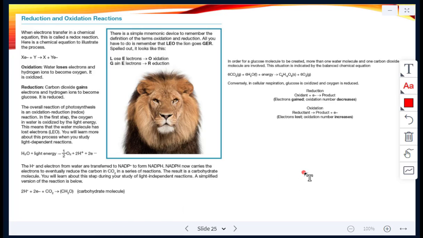So in order for a glucose molecule to be created, more than one water molecule and more than one carbon dioxide molecule are involved, which is why when we see the balanced chemical equation, it's 6 carbon dioxide plus 6 water to form the glucose and 6 oxygens. All right, and then when we have cellular respiration, glucose is oxidized and oxygen gets reduced. So we see the opposite. Here, for oxygen, we see electrons are gained and oxidation number decreases, and then in oxidation, electrons are lost and oxidation number increases.